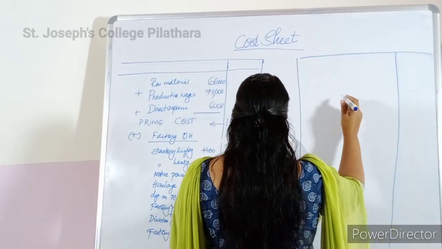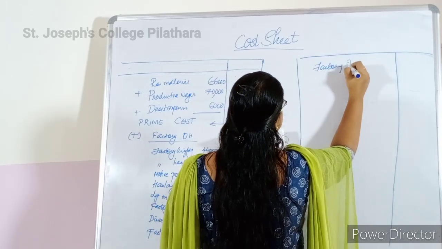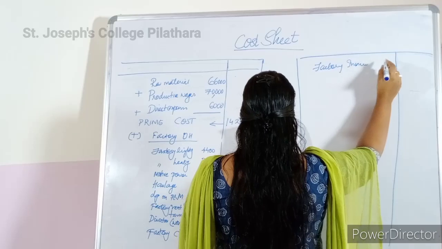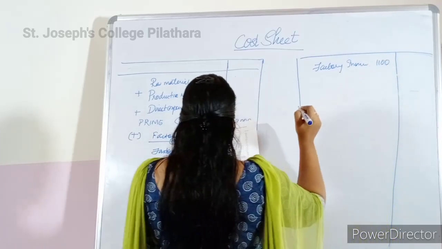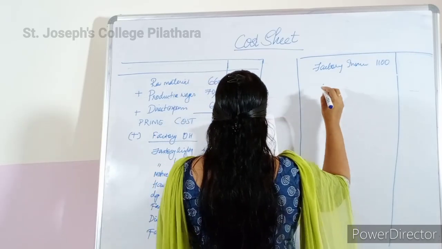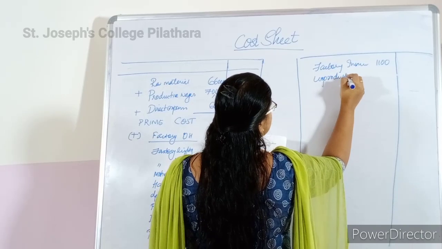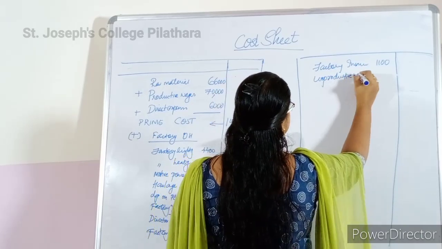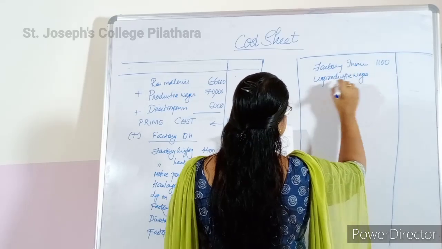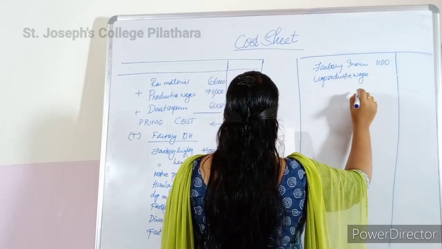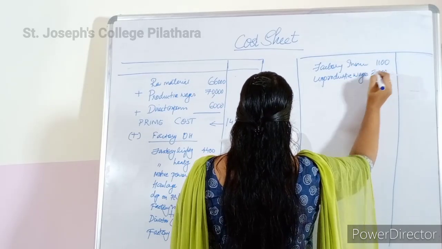Okay, so factory cleaning, then factory insurance. Factory insurance amounts to 1,100. Then unproductive wages. See, I told the example now. So those who are not directly engaged in the production, like supervisors, those will come under the unproductive wages. So unproductive wages amounts to 21,000.